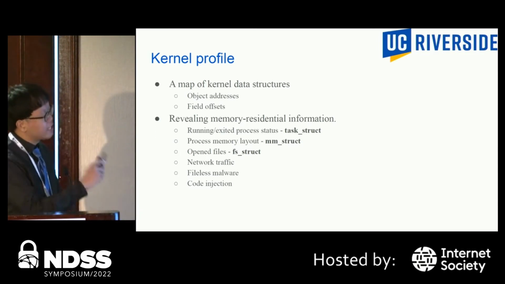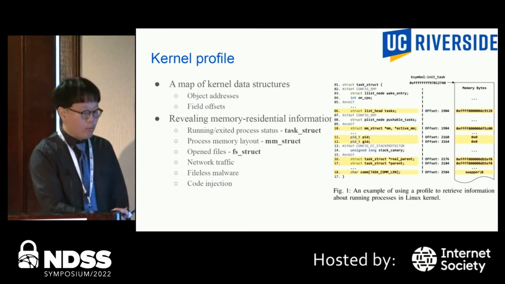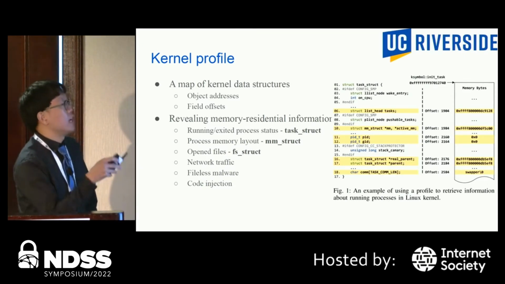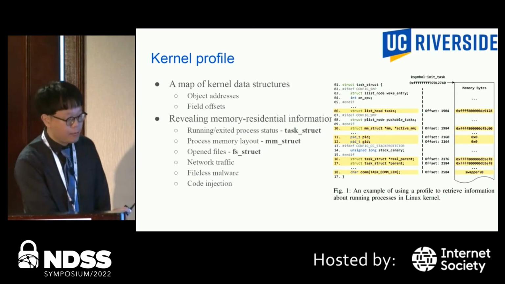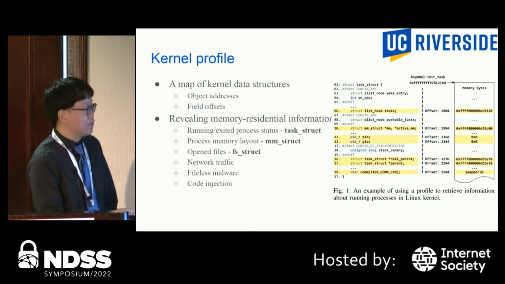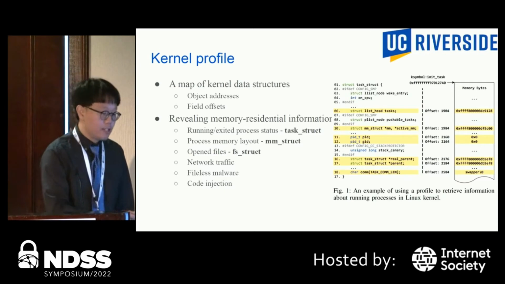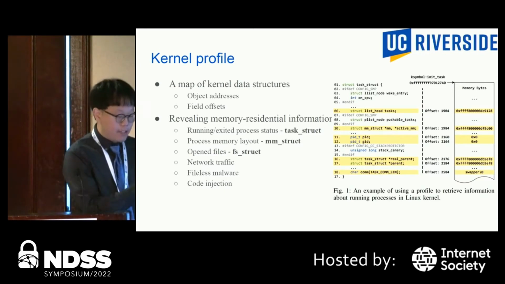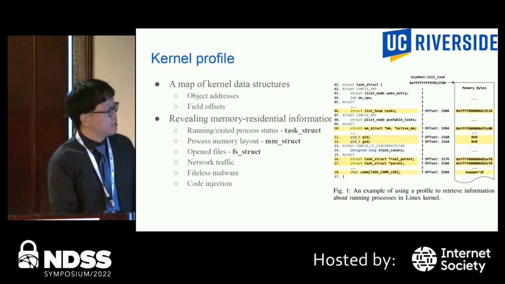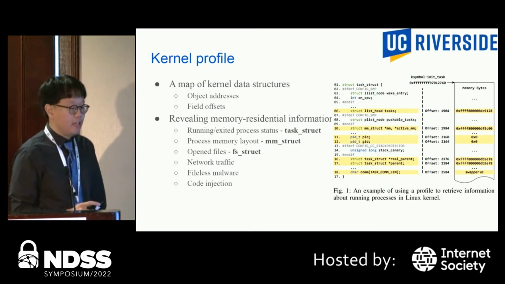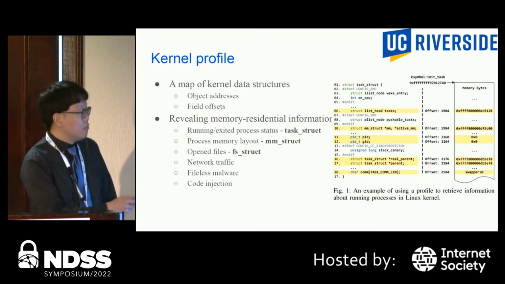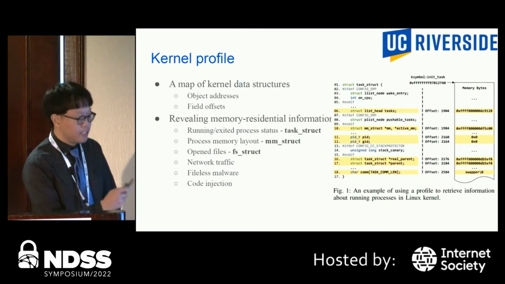For example, if we want to examine a running process status, we can follow the init task symbol and locate the very first task structure in the memory. Then, according to the offsets of the fields, we can read out the value in the memory. For instance, this comm field represents the process name. If we read the value at the offset of 2584, we can tell that this process is a swapper process. Similarly, we can analyze the process memory by reading the mm structure, or the open files by reading file-related data structures.